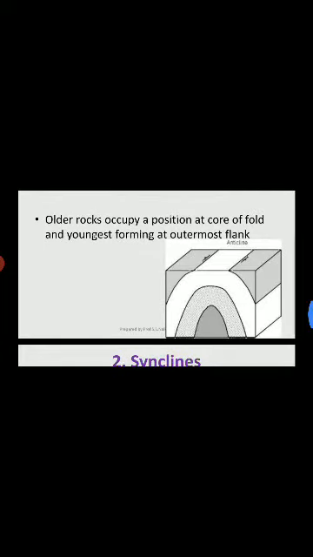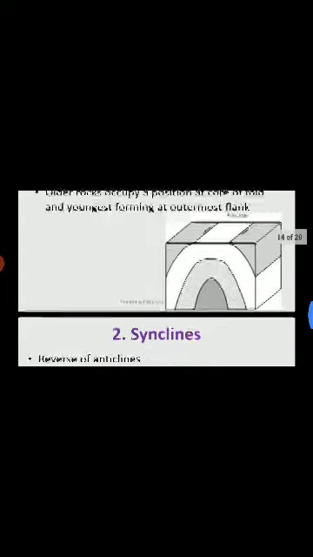Look at these images. Older rock occupies a position at the core of the fold. Core of fold means this dark portion, it is an older rock. Then the white portion is the outermost part, the younger rock.